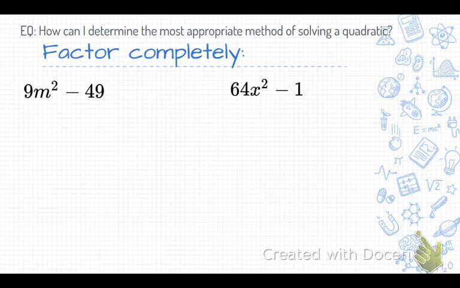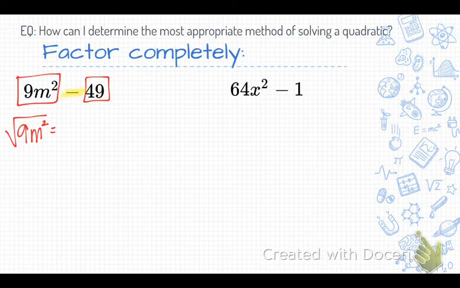Okay, so now this says factor completely. So I'm going to look at each term. Is 9m squared a perfect square? Yes. Good. Is 49 a perfect square? Yes. And I have subtraction, right? Yes. So that tells me take the square root of the first term and the square root of the second term. So what is the square root of 9m squared?